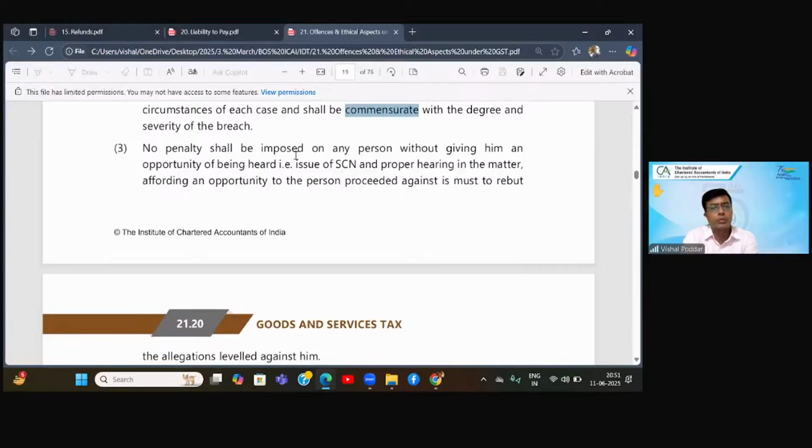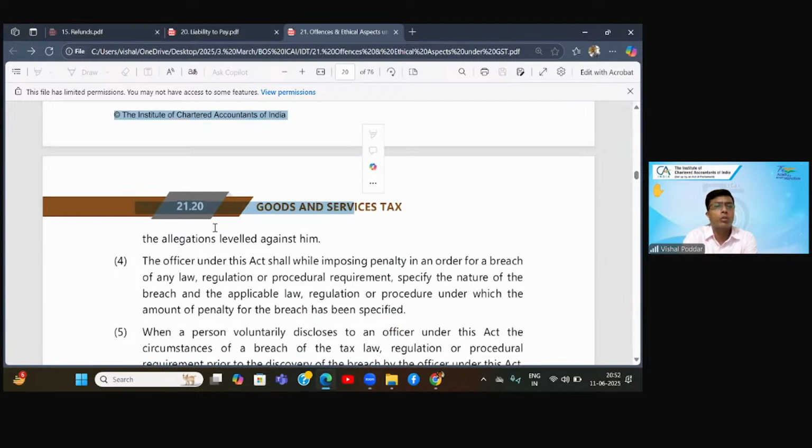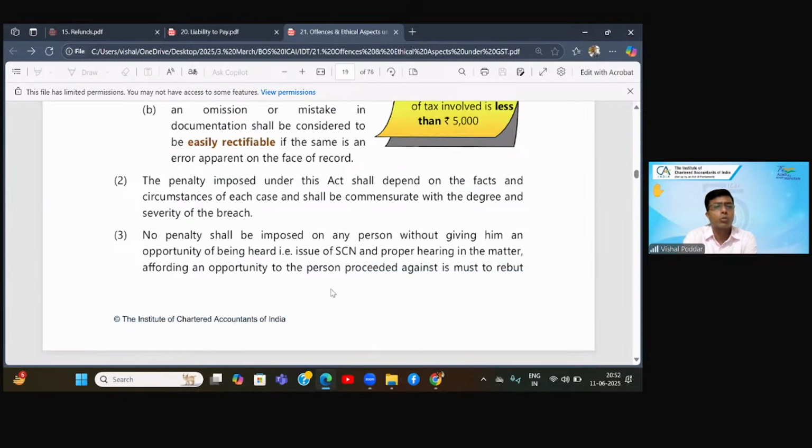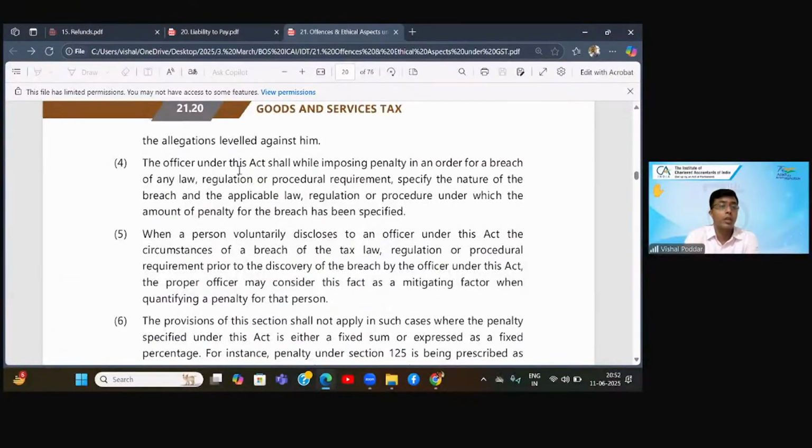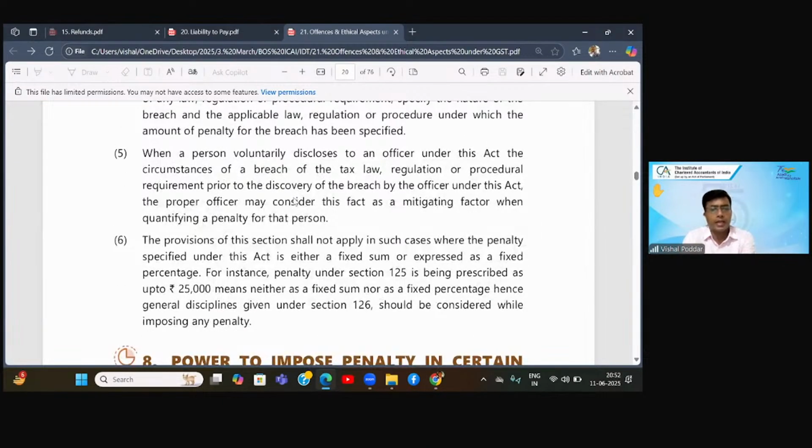No penalty shall be imposed on any person without giving him opportunity of being heard. This is again a very important principle. So people make mistakes, but before you impose penalty, you should give them an opportunity of being heard. How? By issuing a show cause notice. Next, the officer under this act shall, while imposing penalty in an order for a breach of any law, regulation, procedural requirement, specify the nature of breach and the applicable law. So whenever you want to impose penalty also, you should specify what is my mistake. You simply cannot say that because you have breached the law, I will impose penalty. No, in that case, it will not be considered as a valid action.